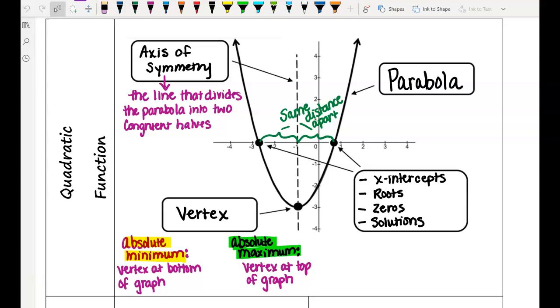Axis of symmetry is the line that divides the parabola into two congruent halves. It's an imaginary line, which is why it's drawn in as a dotted line. Vertex is the point that's either the lowest point of the graph or the highest point of the graph, depending on which way it is opening. And then that bottom right-hand box, x-intercepts, roots, zero, solutions. Those are all the same words for where does it cross the x-axis, and we will get into those a little bit later.